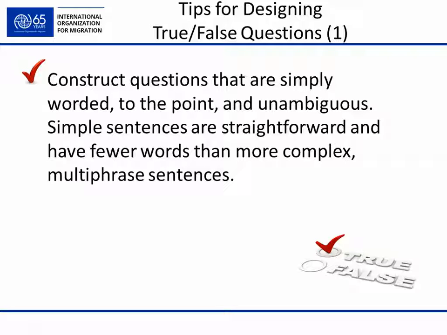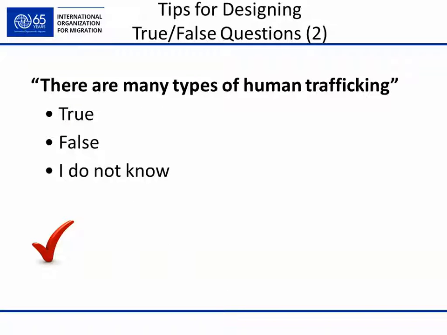When preparing true-false questions, construct questions that are simply worded, to the point, and unambiguous. Simple sentences are straightforward and have fewer words than more complex, multi-phrase sentences. There are many types of human trafficking. True, false, I don't know. What's wrong with it?